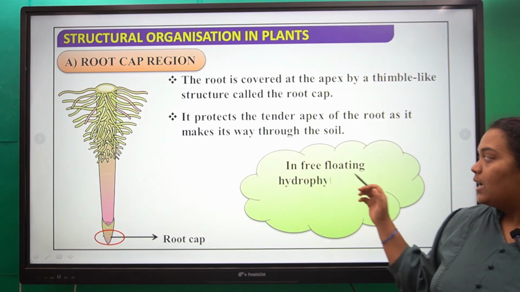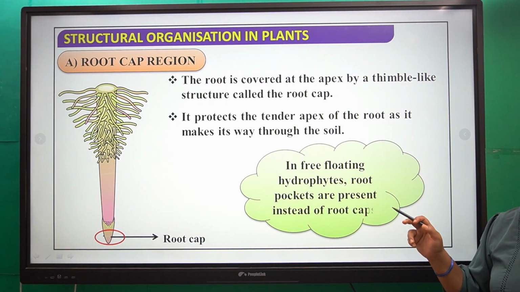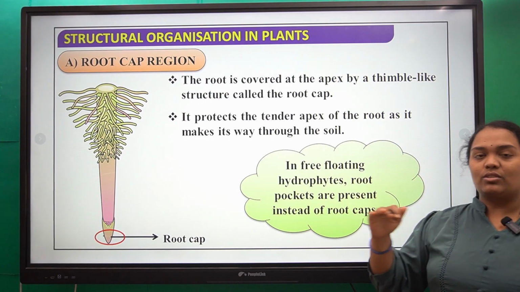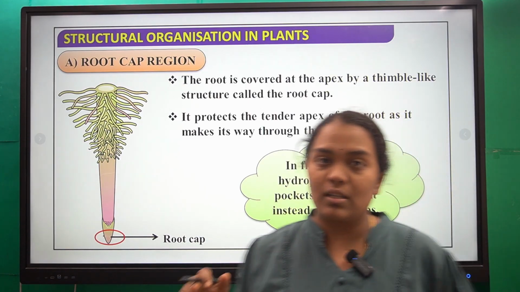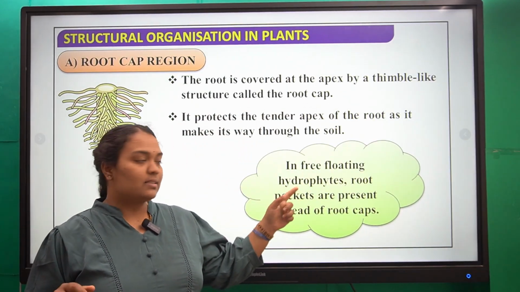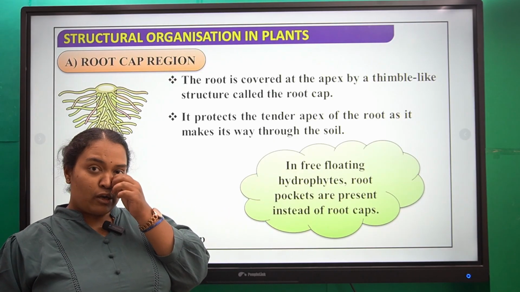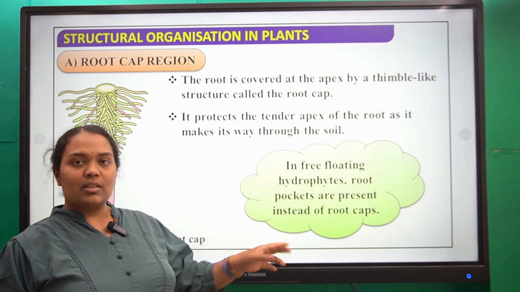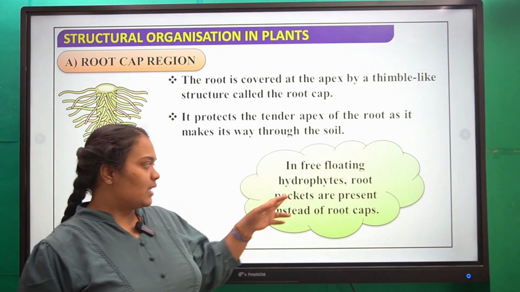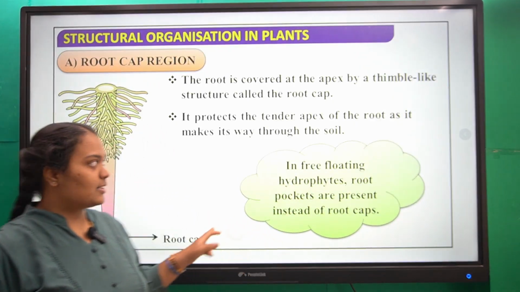Next, in free floating hydrophytes, as you know, when you have seen the lotus, so what is it doing? It is trying to float over the water. So in free floating hydrophytes, instead of root caps there is something like a pocket, a very thin and easily flexible material called root pockets.